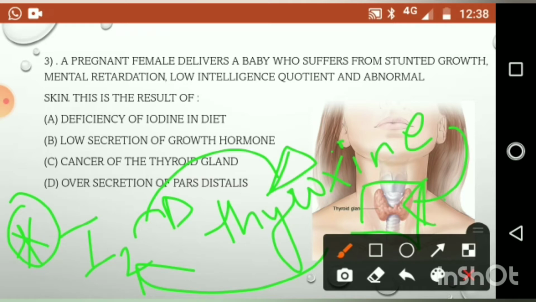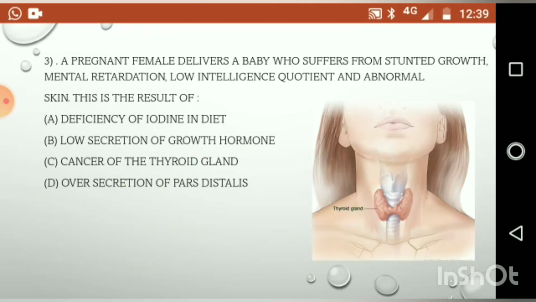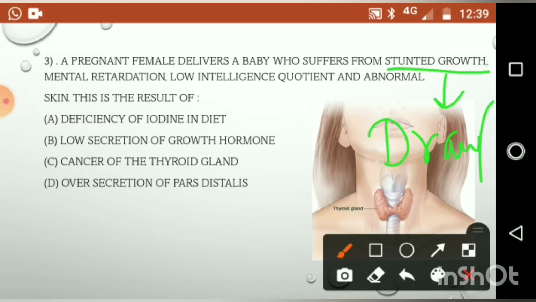If there is no iodine in our diet, or we do not take in iodine, how will thyroxine be produced? Thyroxine will not be produced, and as a result the thyroid gland will not be able to produce thyroxine. Now I will explain some deficiencies. Stunted growth is also called dwarfism. The child becomes a dwarf.